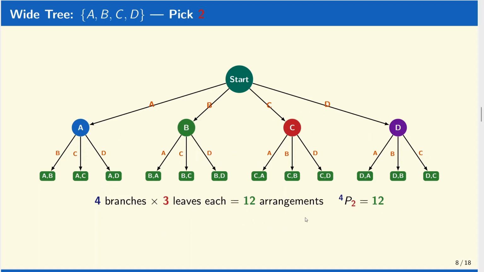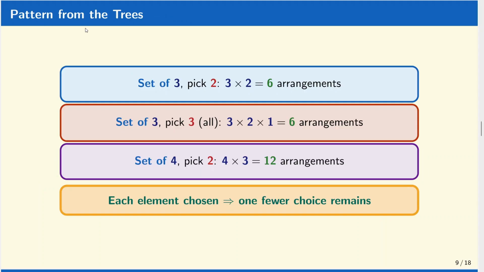On the bottom right, we see a new piece of notation to describe what we just did. We write a small 4, a capital P, and a small 2. We read this as 4 permute 2, and as our tree shows, it is equal to exactly 12. Now that we have drawn a few trees, we can start to see a clear pattern emerging from them. Let us look at the boxes on the screen to summarize what we have learned.